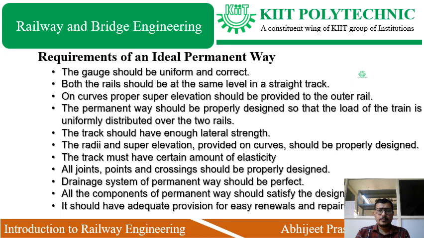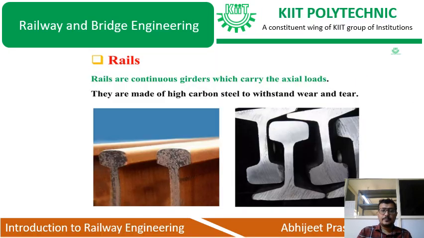All joints, points and crossings should be properly designed. The drainage system of the permanent way should be perfect. All the components of the permanent way should satisfy the design. It should have adequate provision for easy renewals and repair works. So these are the requirements of a good permanent way. First of all, we'll go for the first component of a permanent way, which is rails.